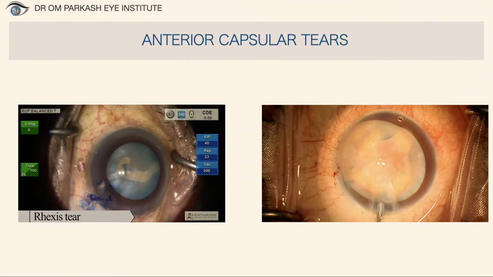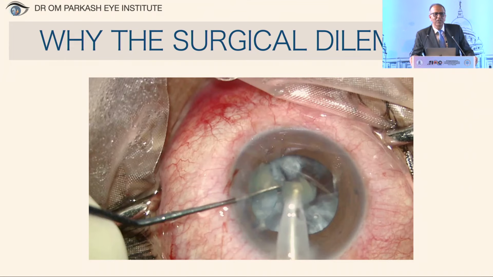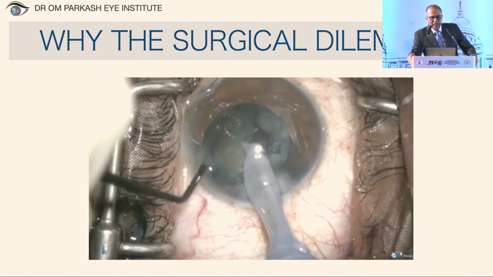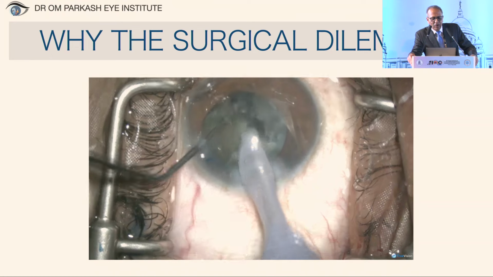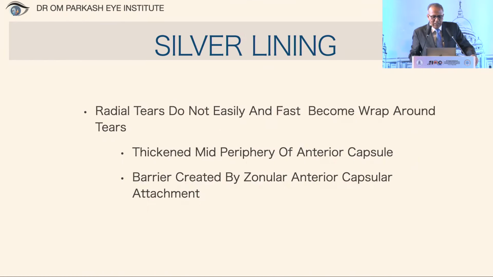So I would be taking up what Dr. Priya asked me to talk about: anterior capsular flutter. Basically, we all come across this situation wherein at times we have a rhexis tear and at times we end up with an Argentinian flag sign. This is a good surgical dilemma because at times we can complete phacoemulsification, whereas at other times we cannot and we end up in a catastrophe. So this is what the surgical dilemma is.